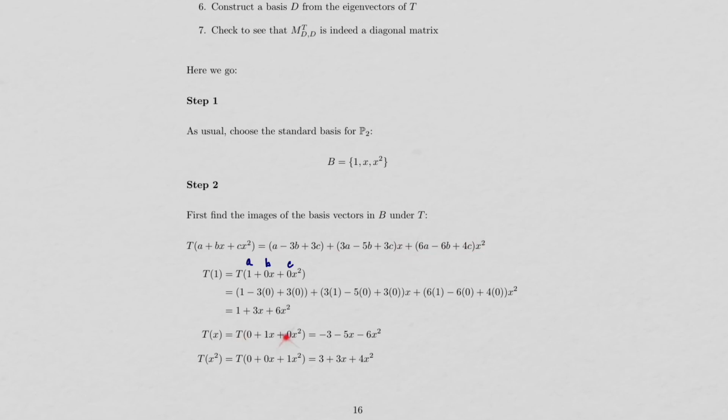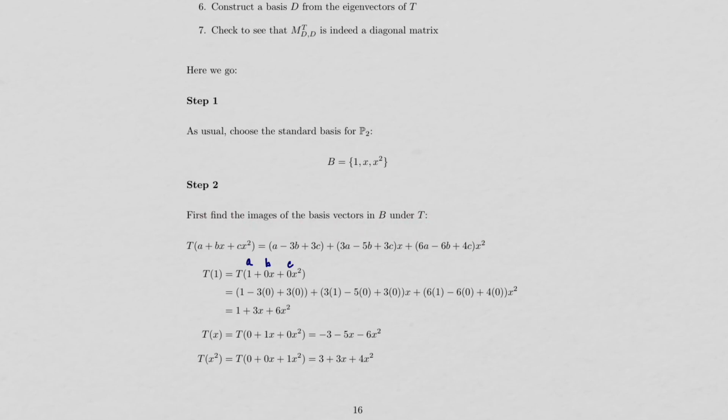Now we can do the same thing down here, except a is 0, b is 1, c is 0. So I come back up here, I'm going to ignore a and c and just take the b terms. So I'll get minus 3 times 1 plus minus 5x, or just minus 5x, minus 6x squared. And then for T of x squared, c is 1, a and b are 0, so the a and b terms here just go away, so I'll get 3 plus 3x plus 4x squared. So I found the images of the basis vectors.